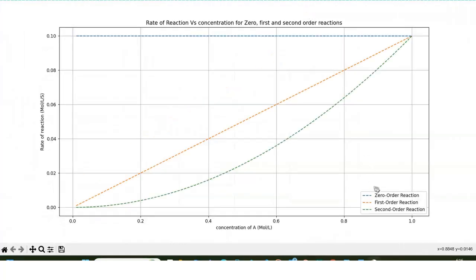When we run again, you can see that the zero is the blue one. First is obviously a straight line, whereby the rate is directly proportional to the concentration of the reactant. And then this one is following a parabolic path, whereby the rate is directly proportional to the square of the concentration of the reactant.